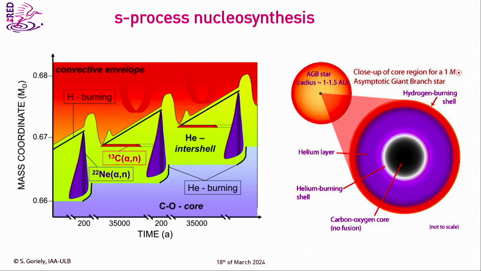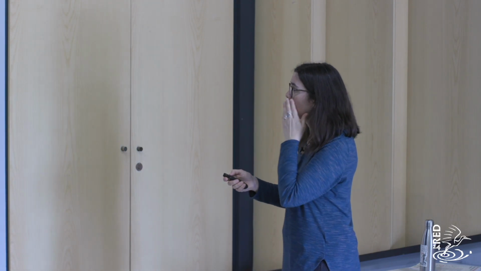So how do they end up at the surface? Dredge up. This convective envelope is like a piston. You inject energy, you lift the envelope, and then when the energy quenches, the envelope goes back down. And if it goes back down a bit deeper than it was before, it dredges up the nucleosynthesis. And that's shown here, but you don't see it, so I'll pass.